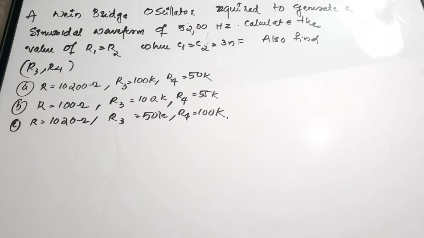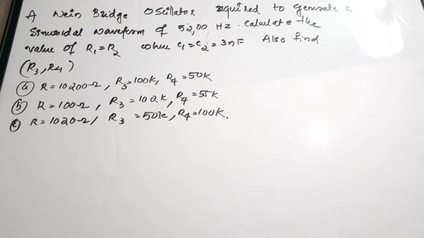The next question is again from the Wien-Bridge oscillator session. In a Wien-Bridge oscillator required to generate a sinusoidal waveform of frequency 5200 Hz, F is given. Calculate R1 equal to R2 where C1 equal to C2 is equal to 3 nanofarad. So here R1 is equal to R2 and C1 is equal to C2. So you can use the relation F is equal to 1 by 2 pi RC.